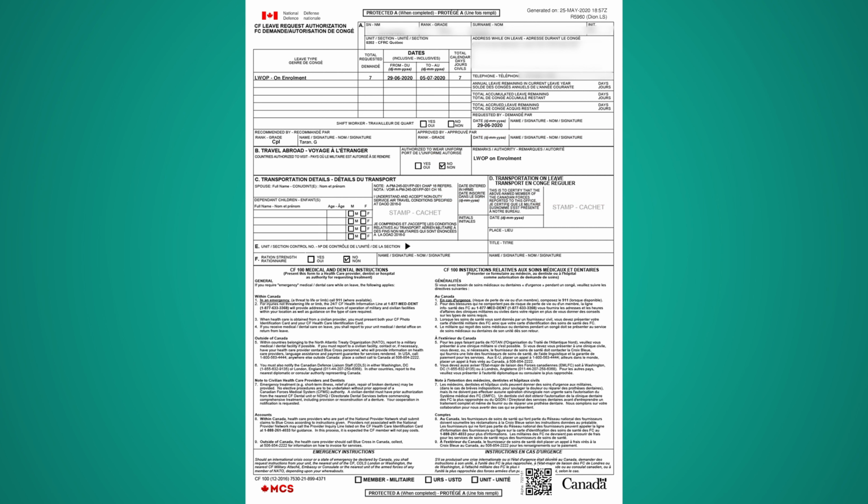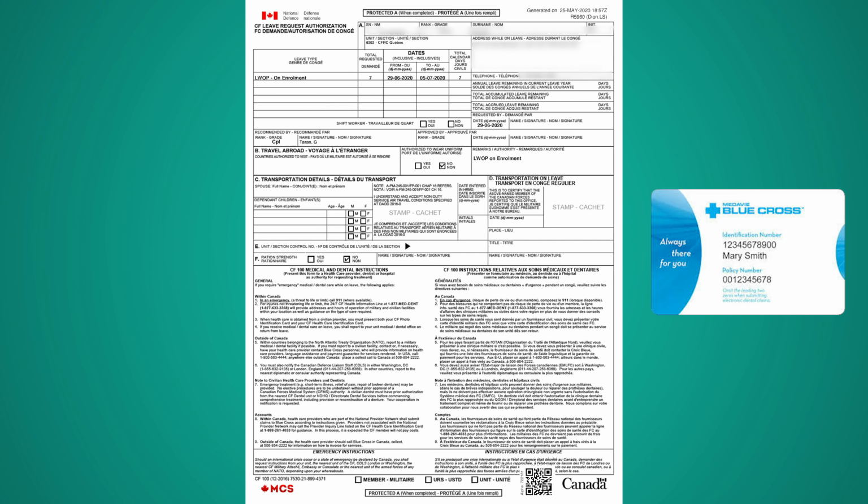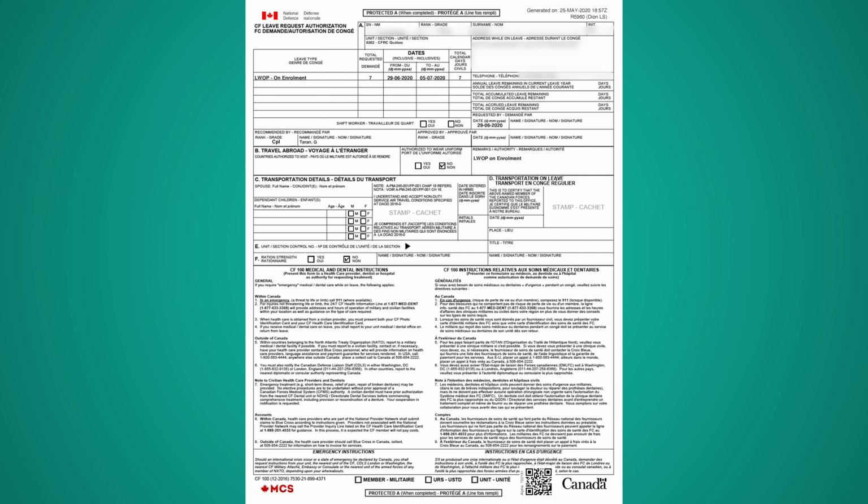It consists of your service number, except for the first letter, which is replaced by an M. You will eventually receive a Blue Cross card by mail. When you sign the enrollment documents, you become a member of the military and are subject to the rules and regulations of the Canadian Armed Forces.